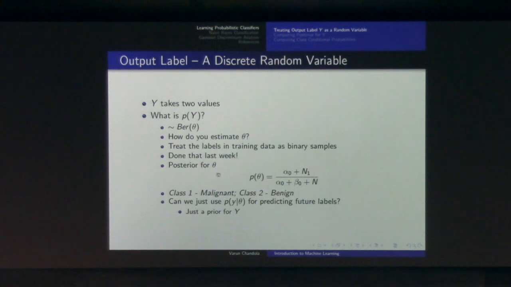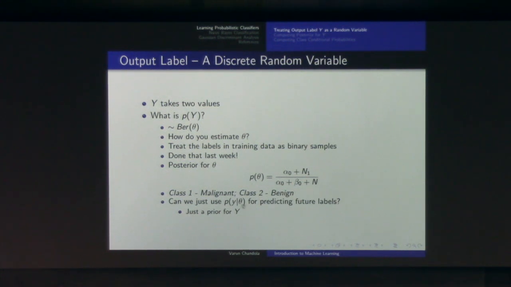However, you can also add some prior if you want to. Let's say somebody tells you there is prior information about malignant and benign tumors that people know of as domain expertise. Then you can combine them using this expression. Remember, this expression comes from doing the Bayesian averaging. So you can come up with the probability of Y to be malignant, which will be theta, and Y to be benign, which will be 1 minus theta. And you can use that to make your predictions.